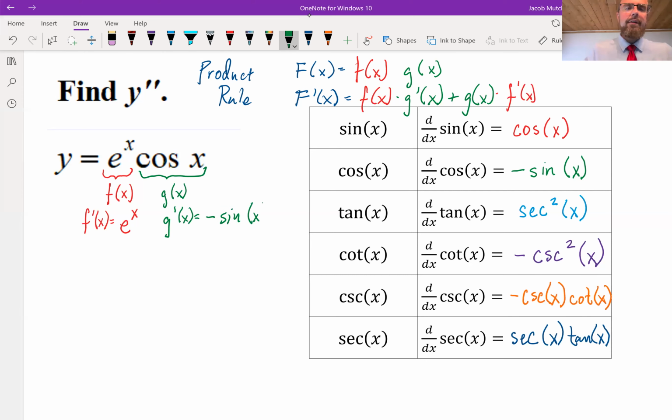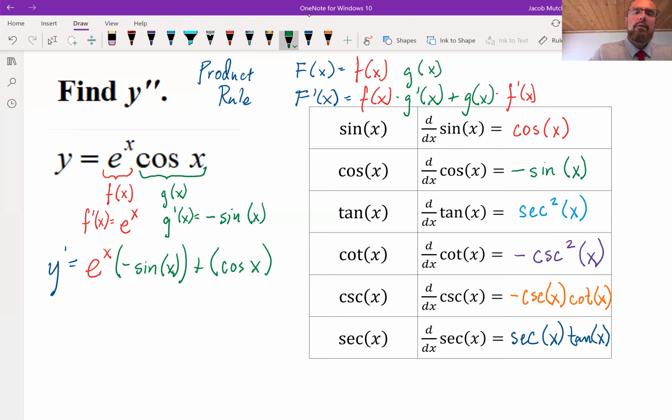So I'm ready to fill in here and to calculate the first derivative of y. So that's going to be for us again, e to the power of x, that's my original f of x, times the derivative of g, which is negative sine of x, plus original g, which is cosine of x, times e to the power of x, the derivative of f.